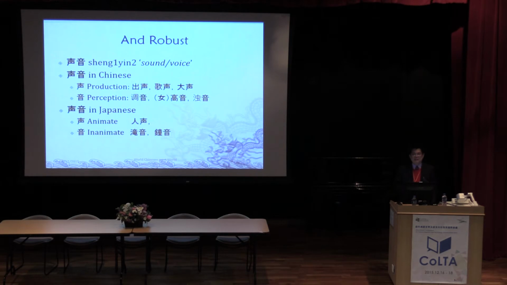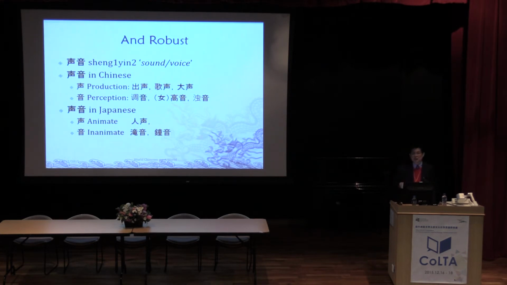And if you think about it carefully, there's no exception. Japanese kanji follow this, but they have a different system, actually. In Japanese, 声 is animate, because in the Japanese language, whether you have an animate subject or an inanimate subject is more important in the linguistic system. 音 is inanimate. So this is 滝音, the sound of the falls. 鐘音, the sound of the bell.